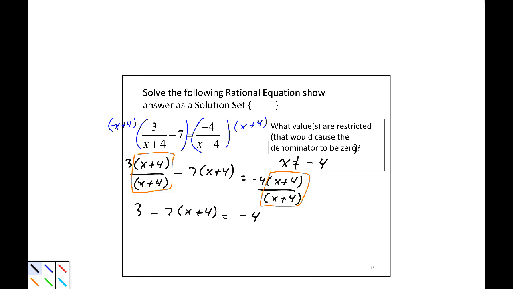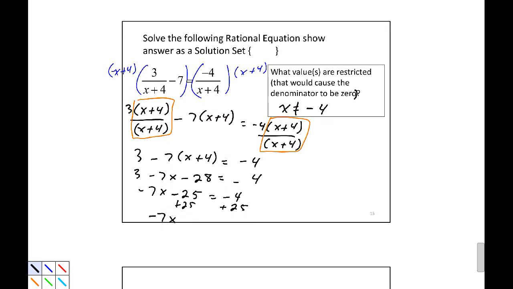I'm going to subtract 3 from both sides so that I have negative, I better distribute. Minus 28 equals minus 4. Combine like terms, negative 7x minus 25. Adding 25 would be negative 7x equals 21, and then dividing by negative 7, x equals negative 3. Since that is not restricted, there's our solution set.